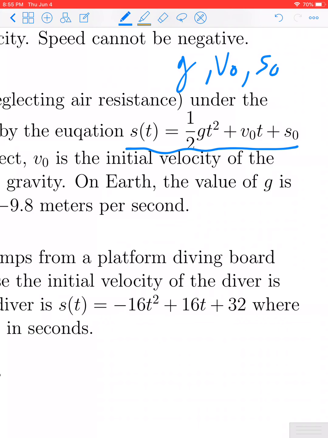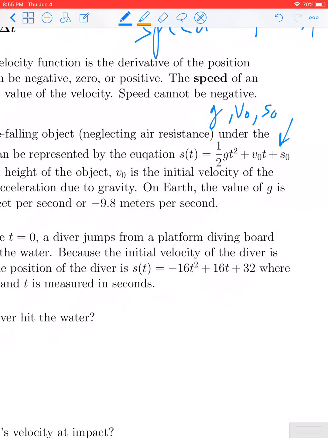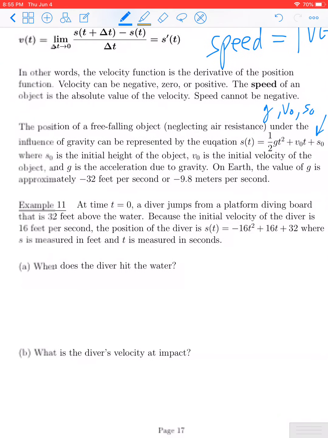squared plus v sub 0 t plus s sub 0. We will actually derive this equation towards the end of the class when we get to our section on integration. But in particular, if we're looking at projectile motion on Earth, if you're using English units, g would be negative 32 feet per second squared, or in the metric system, it would be negative 9.8 meters per second squared for g.